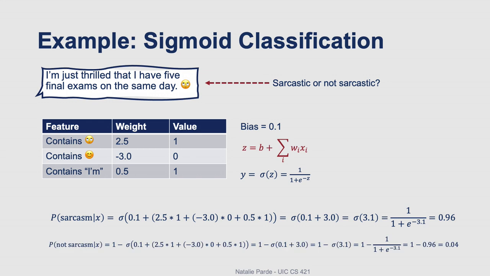Remember, we're doing binary classification here, so figuring out the probability for the other class is super easy. We just take 1 minus what we just computed. So the probability for not sarcasm will be 0.04. That means that our classifier will select sarcasm as the output label, which, given the input instance, seems pretty accurate.